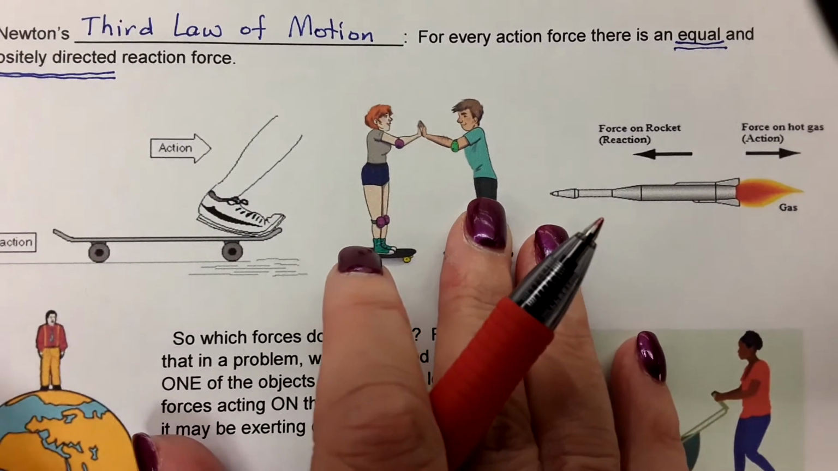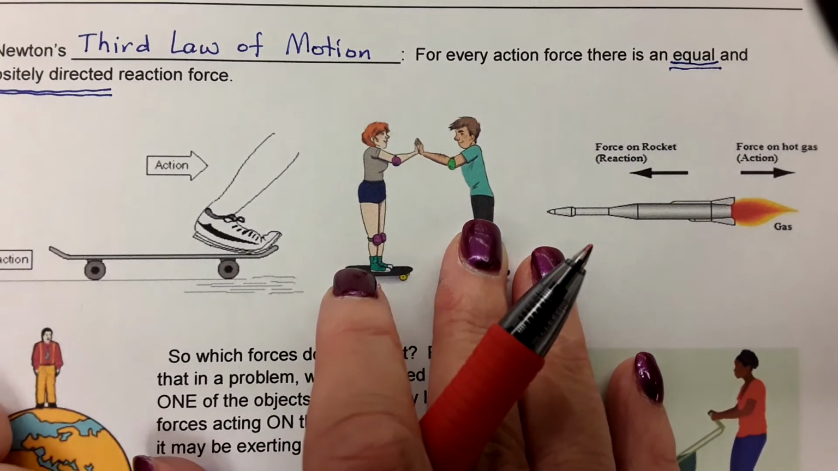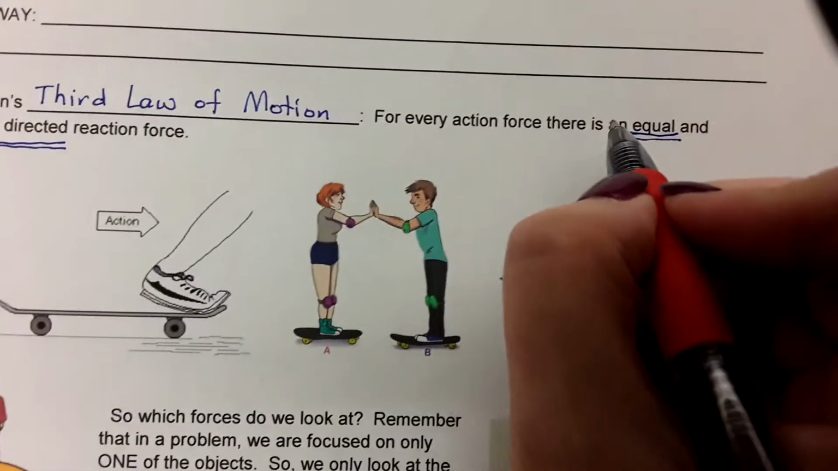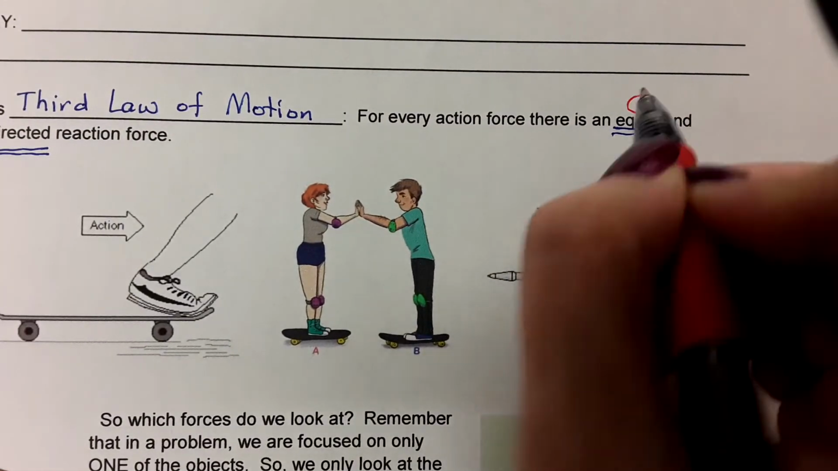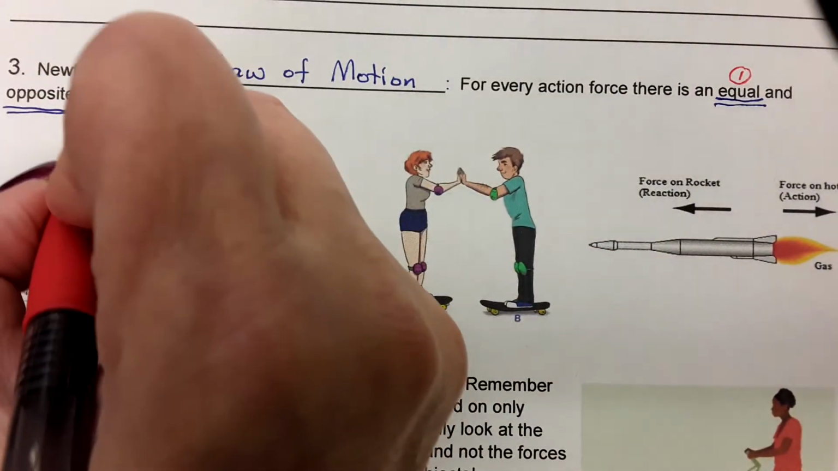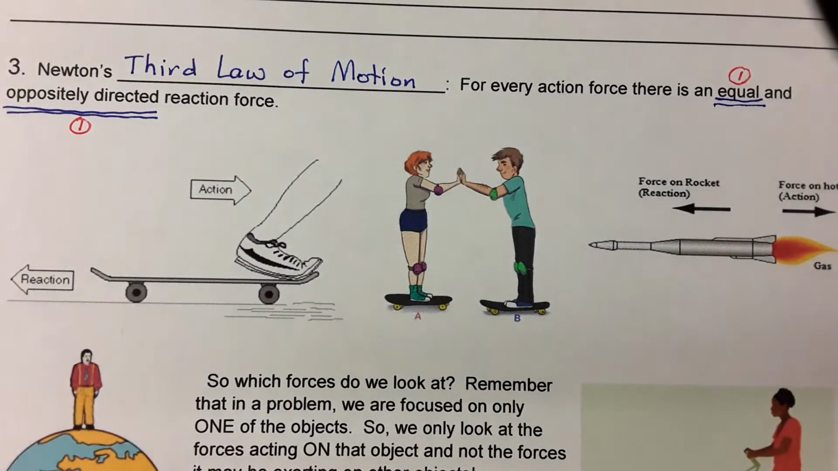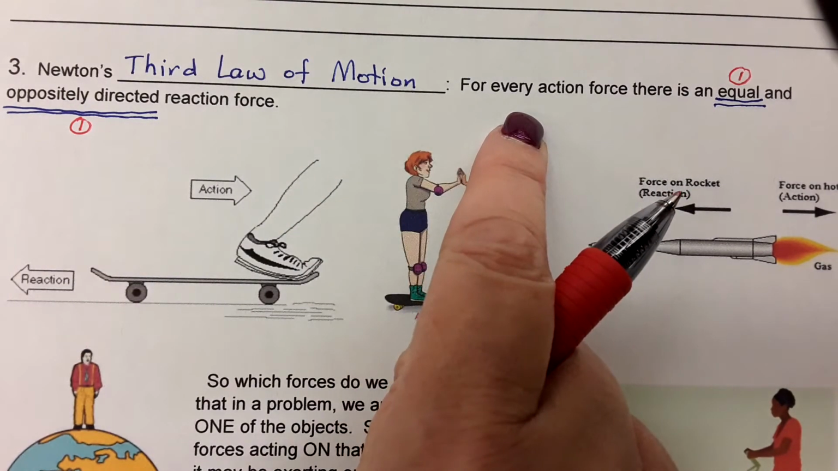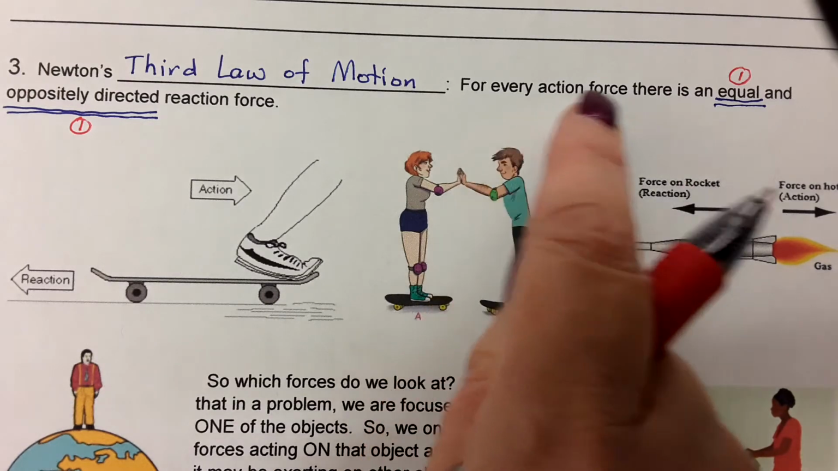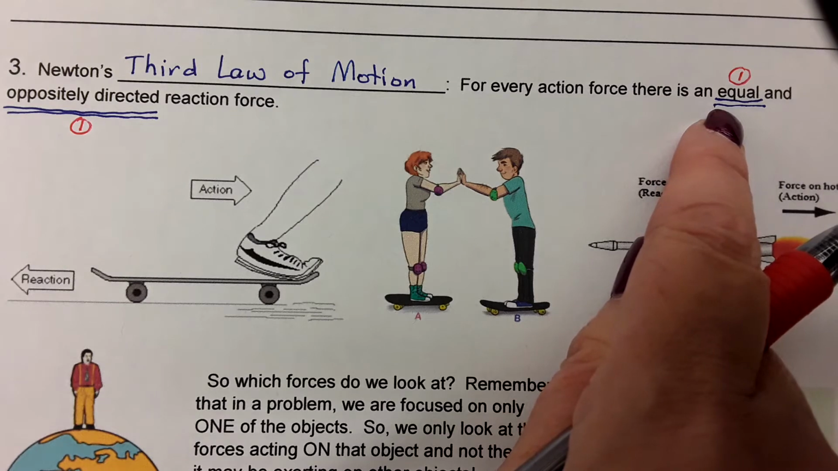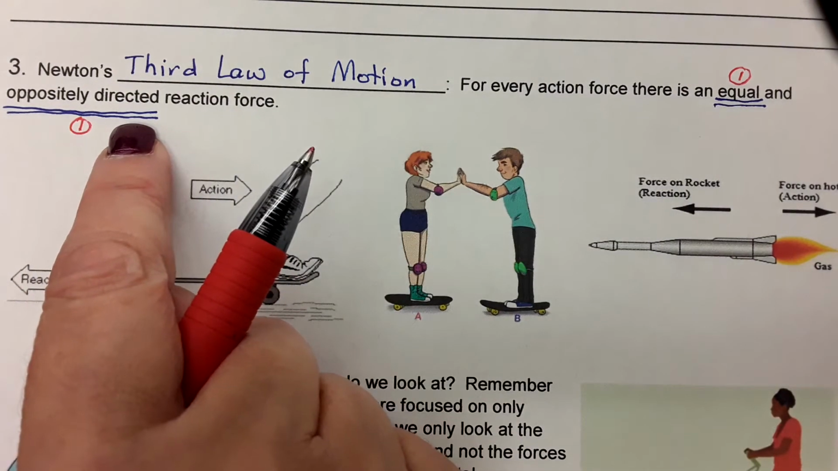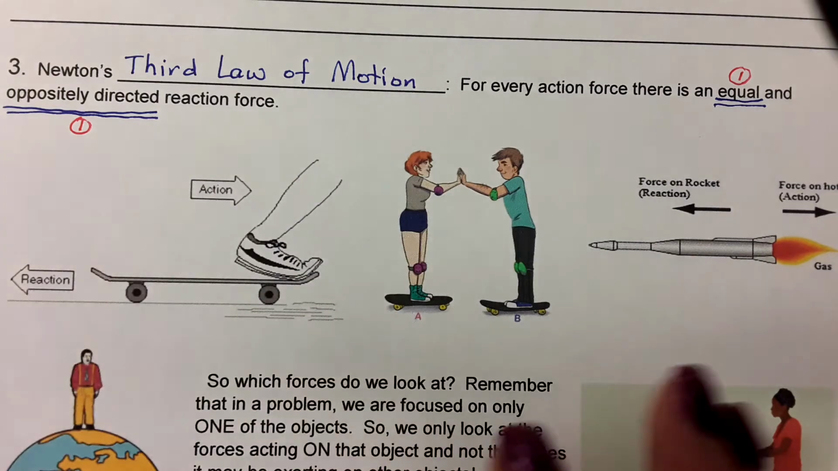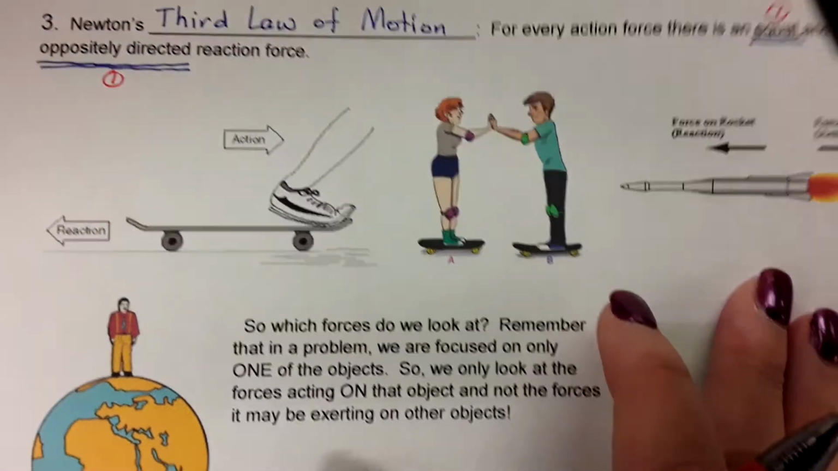For a force to be a reaction force to an action force, there must be two requirements. They have to be equal and they have to be oppositely directed. All right? In other words, they're a pair. So, if you have an action force, there's always going to be a reaction force, and that reaction force will be equal in numerical value, and it will be oppositely directed, okay? So look at this right here. Let's talk about these situations.